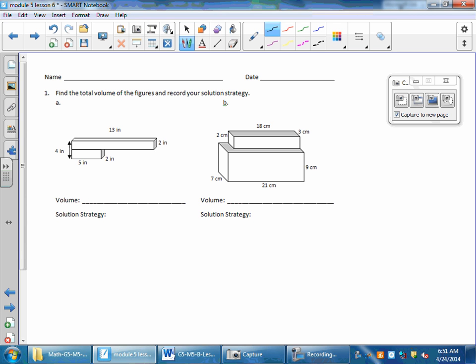So in number 1A, I see that I have 2 rectangular prisms in my structure. So I'm going to break it apart into 2. There's 1. Here's a second rectangular prism. What I'm going to have to do is find the volume of both A and the volume for B.